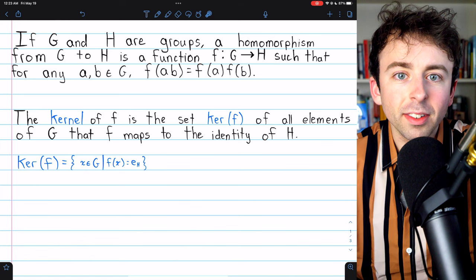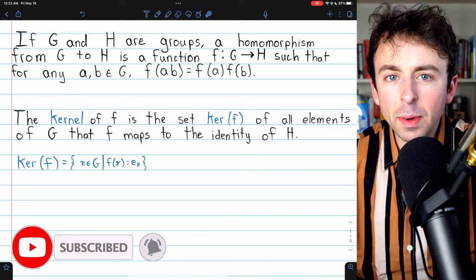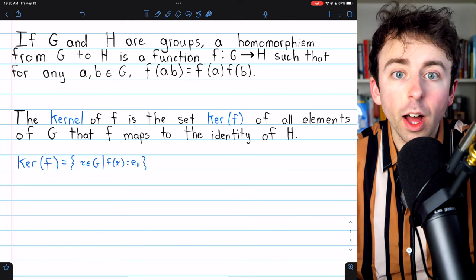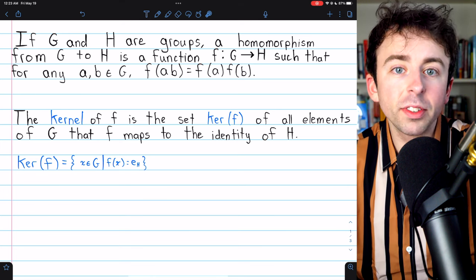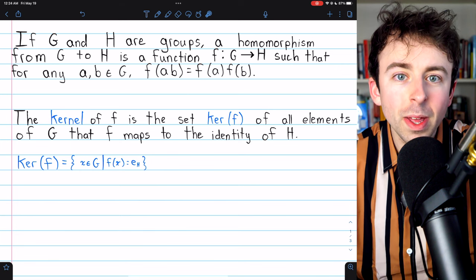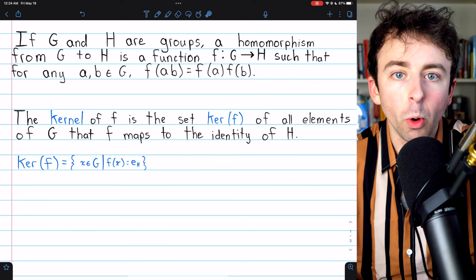Now that we've discussed group homomorphisms, link in the description to my lesson on that topic, it's time to introduce another really important idea, which is the kernel of a homomorphism. Today, we'll go over the definition of a kernel, we'll see an example, and then we'll prove that the kernel of a homomorphism is a normal subgroup of the domain of the homomorphism.